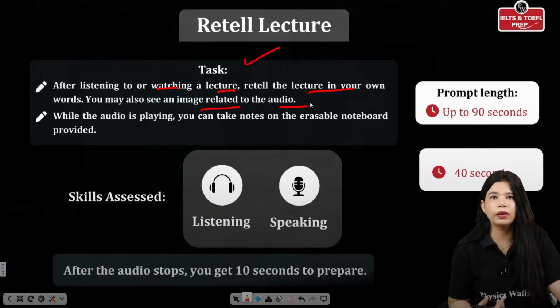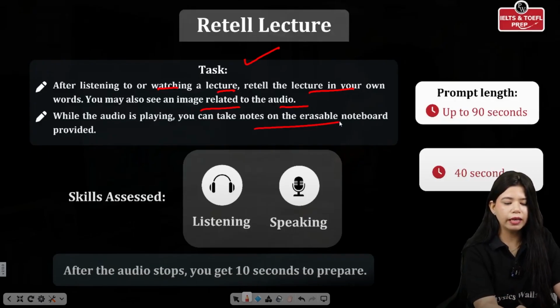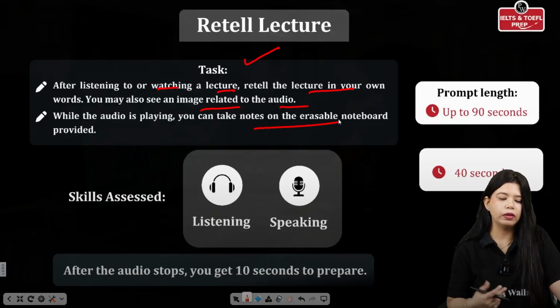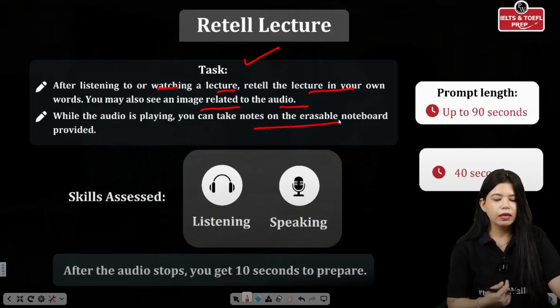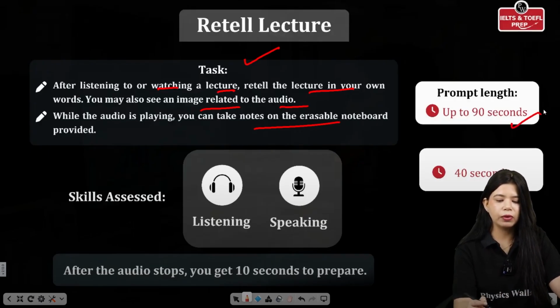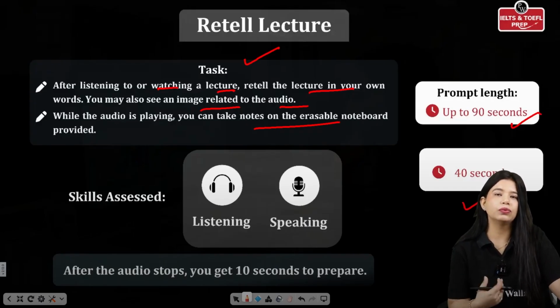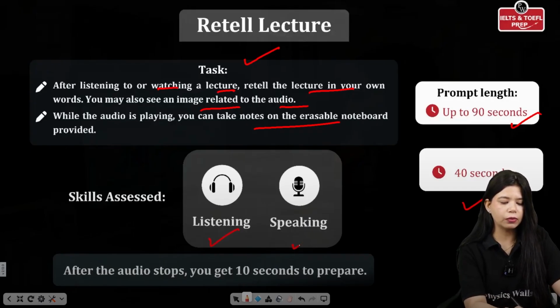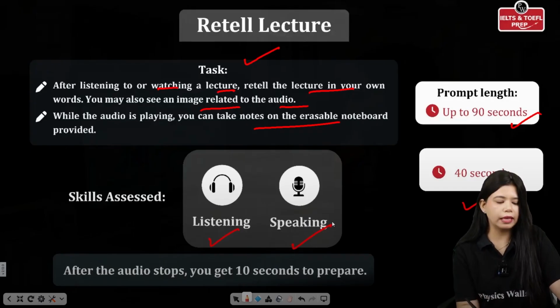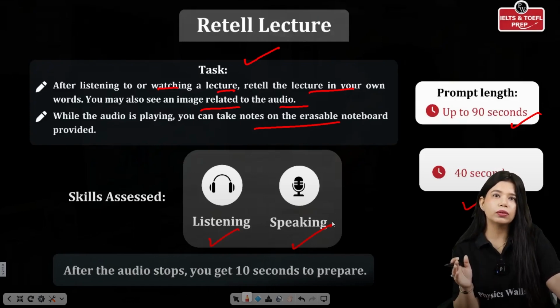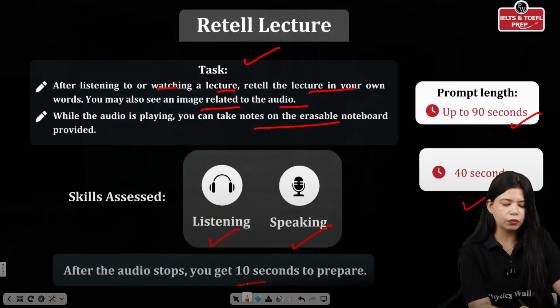Now while the audio is playing, you can take notes on the erasable noteboard that will be provided to you. Now the prompt length is somewhere going to be 90 seconds long and you will be given 40 seconds to retell that lecture. And your skills that are going to be assessed are listening and speaking. And one more thing, once the audio stops, you will get 10 seconds to prepare.